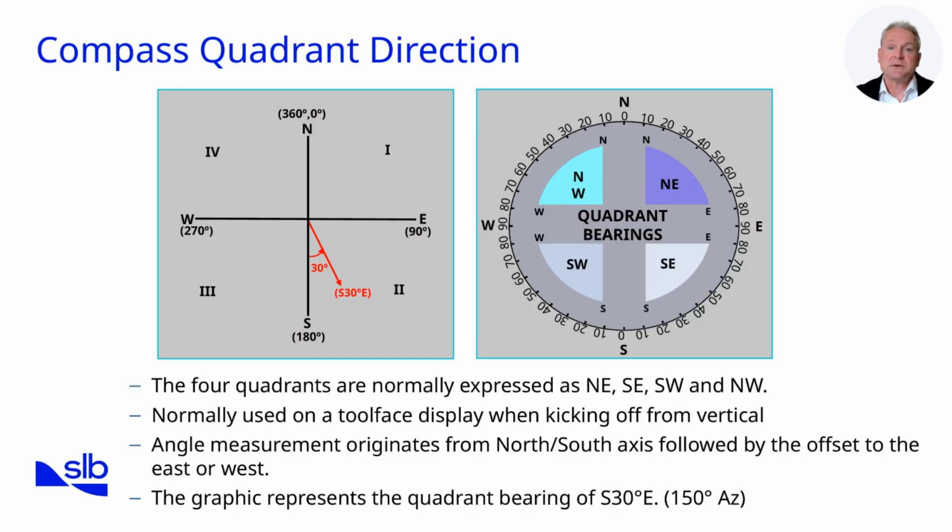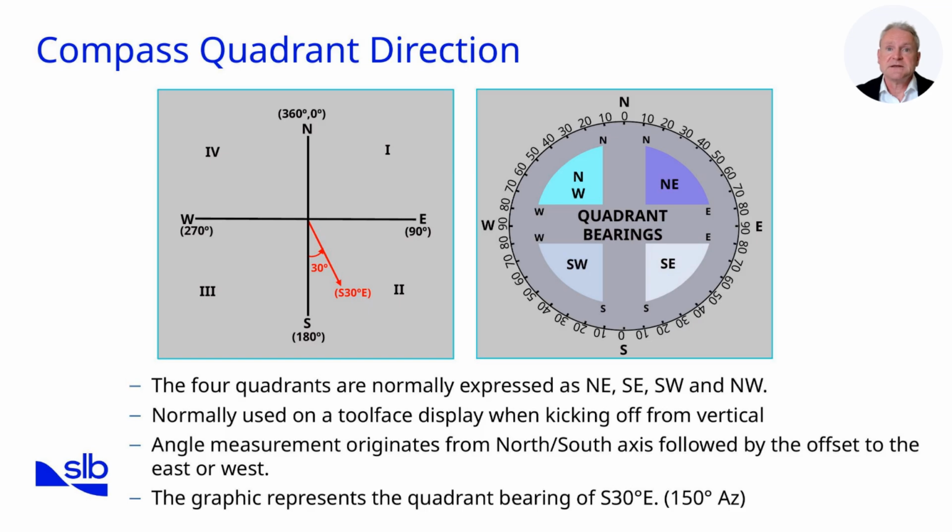Let's now look at the compass quadrant method, a foundational concept in directional drilling used to describe the azimuthal direction of the wellbore. Looking at the picture on the right, in this method, the compass is divided into 4 main quadrants: northeast, southeast, southwest, and northwest. This system is often used early in the well, especially during kickoff from vertical, where it's important to orient the bit in the right direction using a tool face display.